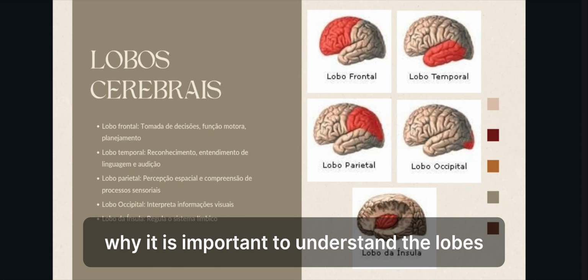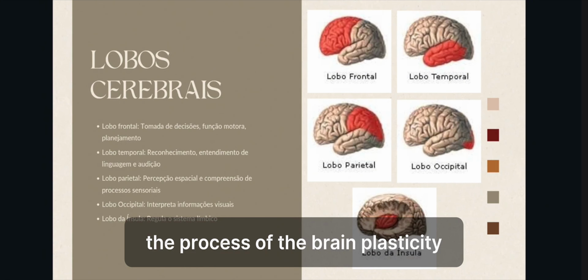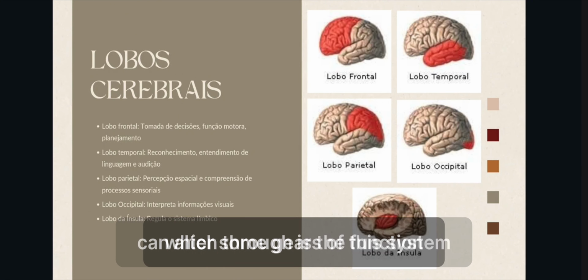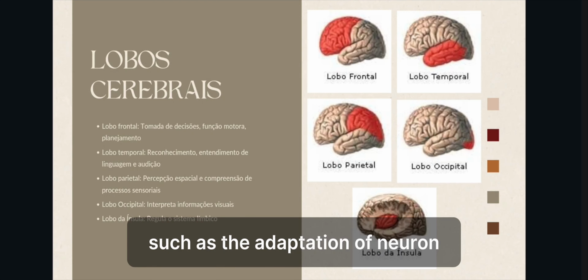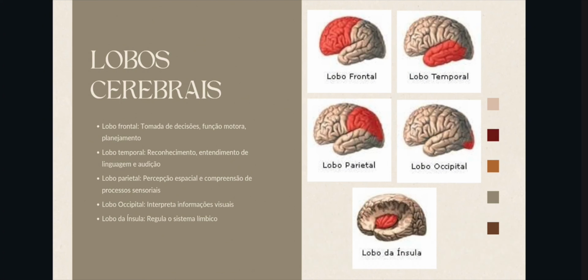It is important to understand the lobes and their functions so that we can later understand the process of brain plasticity, which through its function can alter some gears of this system, such as the adaptation of neurons used from one area to another after an injury.